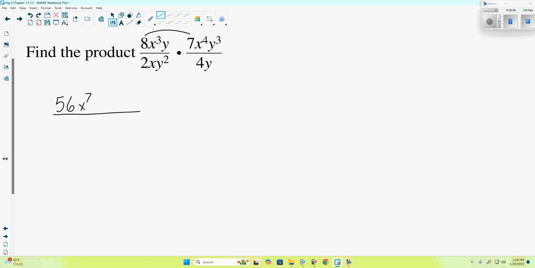Y times y to the third. So y to the first times y to the third. 1 plus 3 is 4. So y times y to the third is y to the fourth. Because we have y being multiplied by itself 4 times. We can do the same thing on bottom. 2 times 4 is 8. X, well, there is no other x terms on bottom, so it's just going to be x. And then we have y squared times y. It would be y to the third, y cubed.